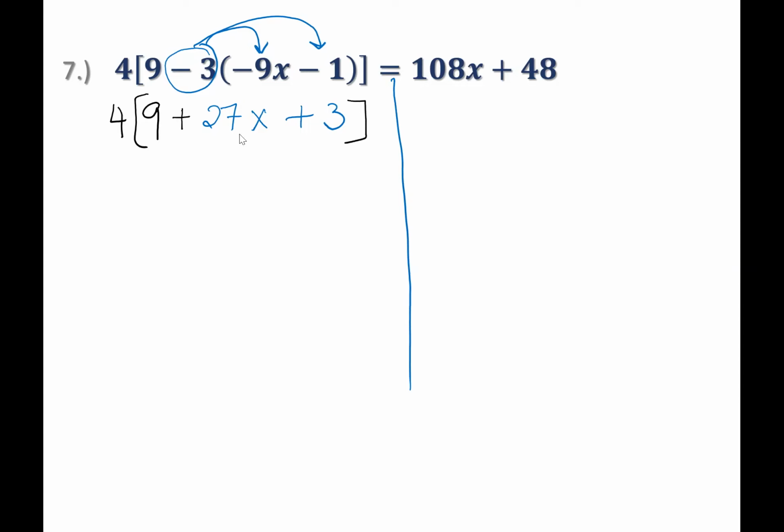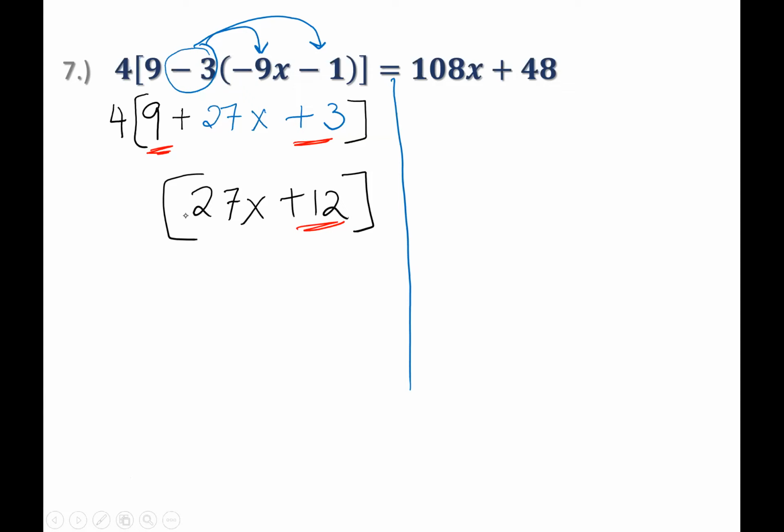So let's continue simplifying, this time inside the square brackets. So now I can combine like terms. The like terms are the 9 plus this 3 over here. 9 plus 3, that would be 12. So here's what I write in my square brackets. I still have that 27x, but now I get to write plus 12. Okay, and again, the 12 came from combining the 9 plus 3.